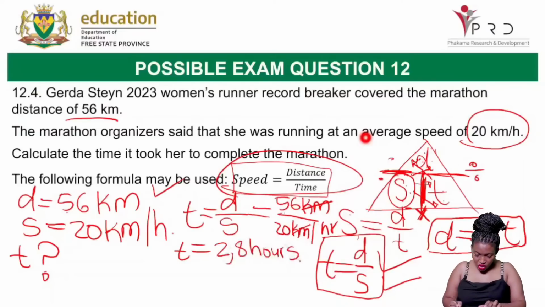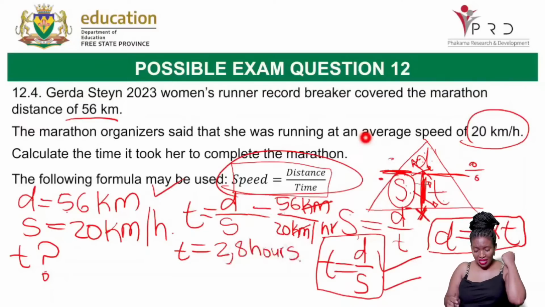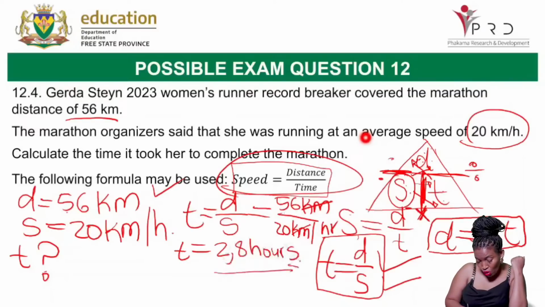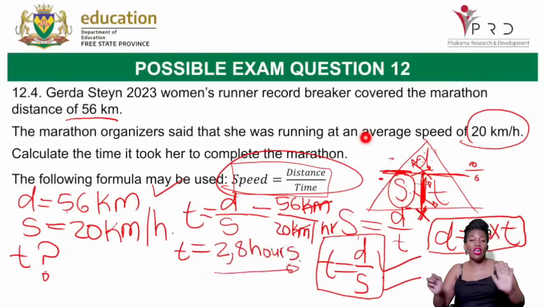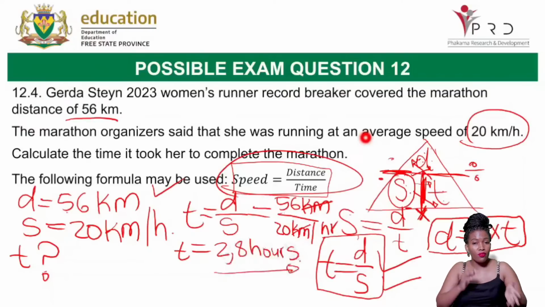What was the instruction? They just wanted us to calculate the time it took her to complete the marathon. So it took her 2.8 hours. We don't have to do any conversions. This question is very important. There's no way you'll write paper 2 and not come across a question whereby you have to manipulate the formula. There is no way.